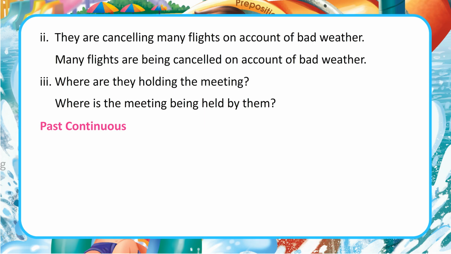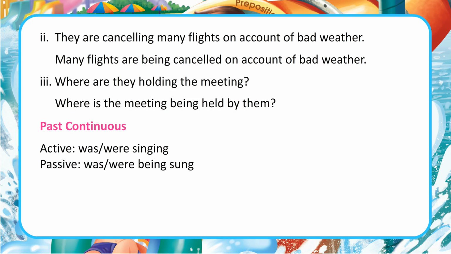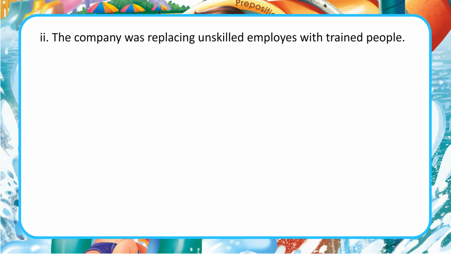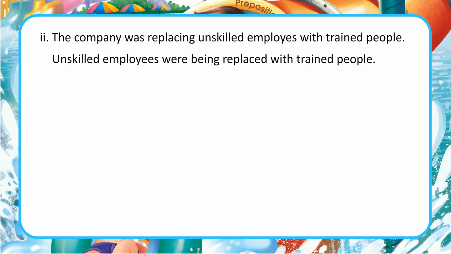Past continuous. Active, was/were singing. Passive, was/were being sung. For example, she was cooking dinner in the kitchen. Dinner was being cooked in the kitchen. 2. The company was replacing unskilled employees with trained people. Unskilled employees were being replaced with trained people.